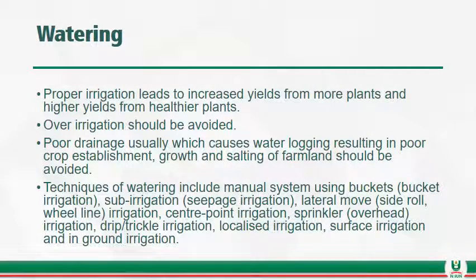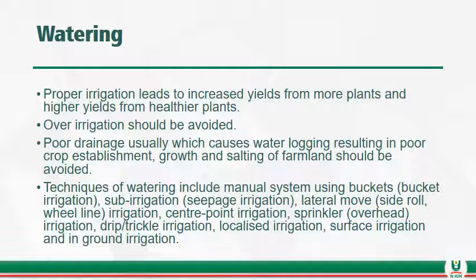Also, it is worthy of note that proper irrigation leads to increased yields. So you get increased yields, healthier plants, and bigger plants. Over-irrigation should also be avoided. Too much of everything is bad. If the water is too much, it will clog the soil. The soil will not be able to breathe, and it will cause the plants to be suffocated. Poor drainage will also cause water logging.